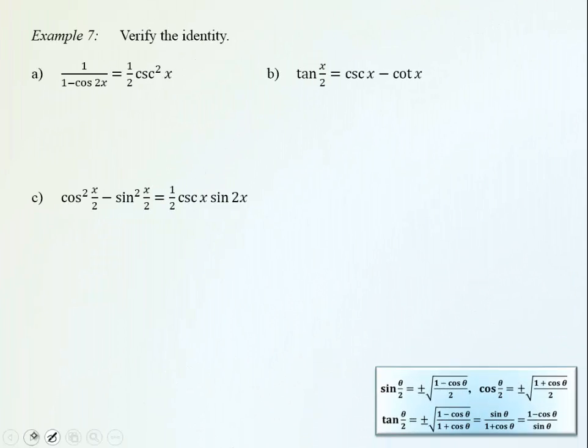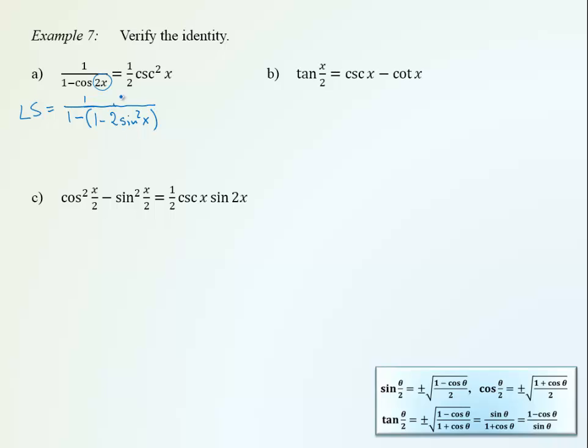The last exercise is to verify identities, and here we have a couple of identities that involve double angle or half angle formulas. Let's look at the first one. If I start with the left side, I have 1 over 1 minus cosine double angle. I don't want this double angle here because the right hand side doesn't have any double angles. So let's use one of those formulas for cosine of double angle. I'm going to use 1 minus 2 sine square of single angle.